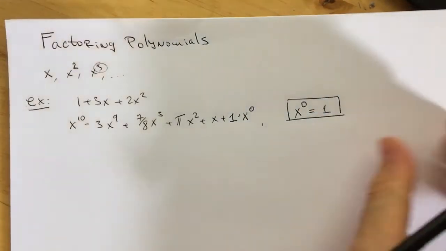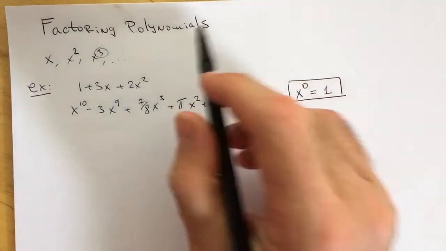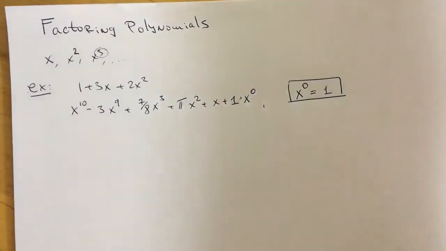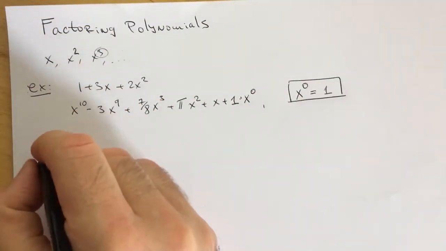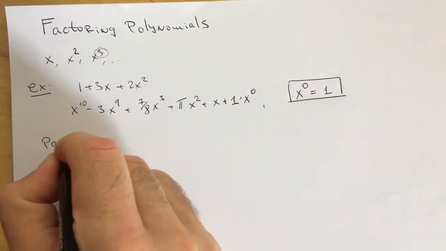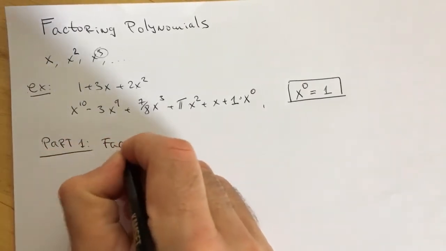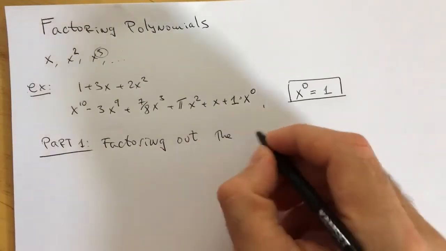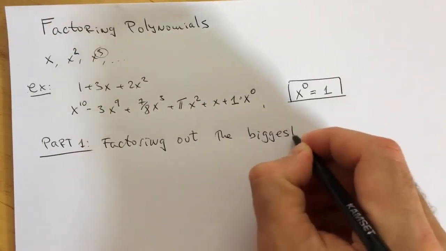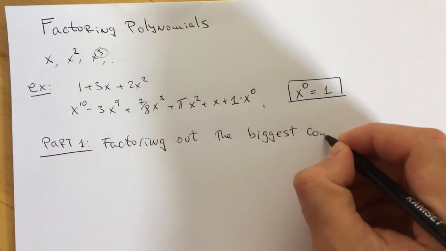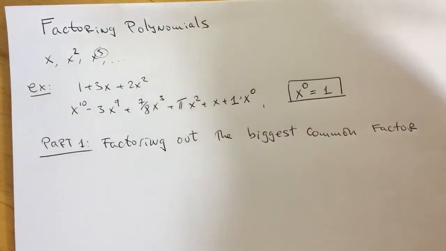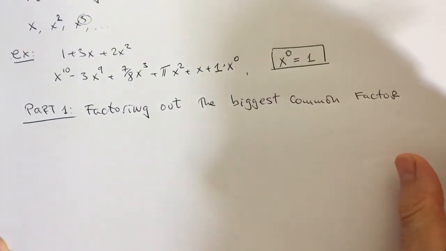Okay, so this video is about factoring polynomials, and we're going to start with the easiest type of factoring, and that's factoring out the greatest common factor. So video 1, part 1: factoring out the biggest common factor. Many of you have already done this. As I said, this is just a review.